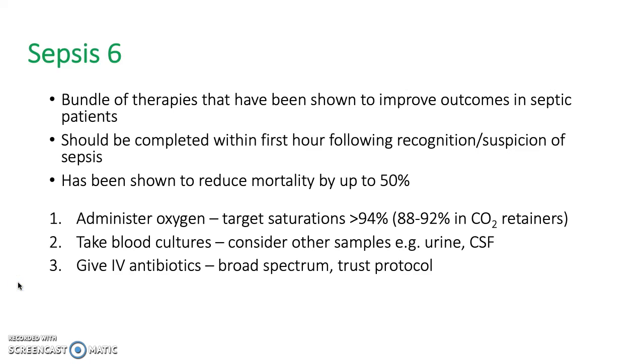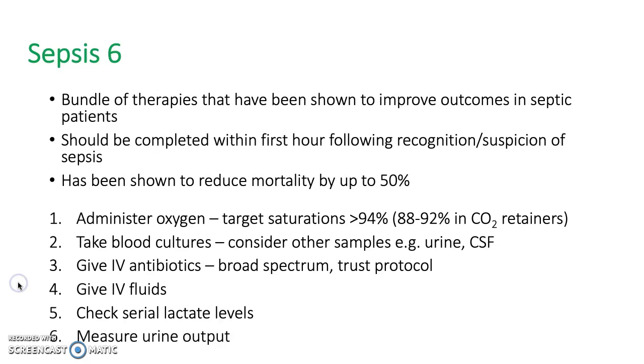Give IV antibiotics. These should be broad spectrum initially to cover all possible bacterial causes of infection, and trust protocols should be followed. Give IV fluids. Check serial lactate levels. Usually this is done using an ABG analyzer. Higher lactate levels are associated with poorer prognosis. Measure urine output, because as mentioned earlier, the kidneys are very sensitive to hypoperfusion, so urine output is a useful indicator of the patient's condition.